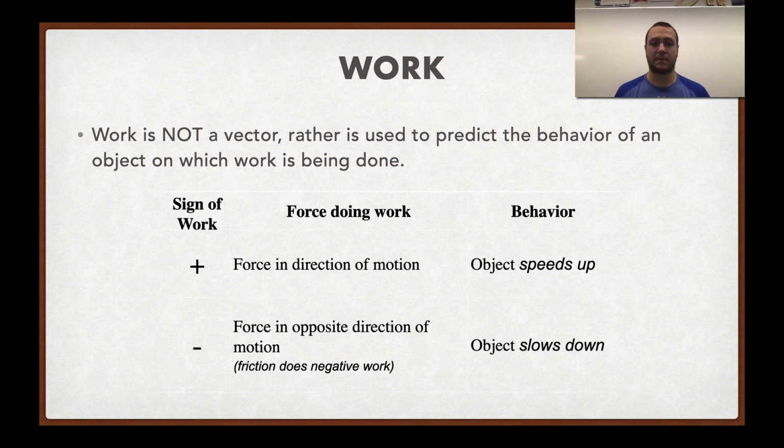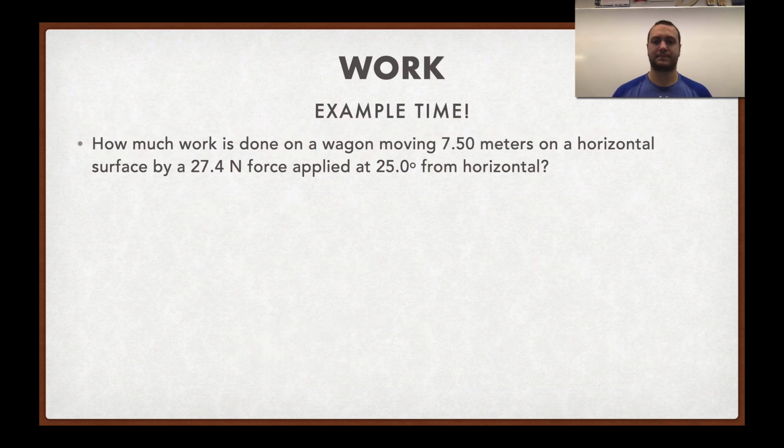So we get faster. If the sign of your work is negative, that means your force is in the opposite direction that it's moving. Let's say the object is moving to the left, but the force you're applying is to the right. That's going to cause it to slow down. Remember, when a force is in the direction of motion, it speeds up, and when a force is in the opposite direction of motion, it slows down. The force and the direction of motion have to match in order to speed up, and they're going to be opposites whenever we slow down.